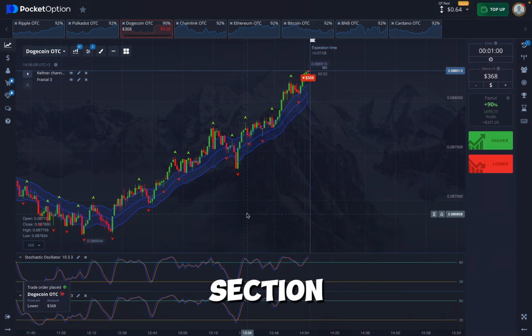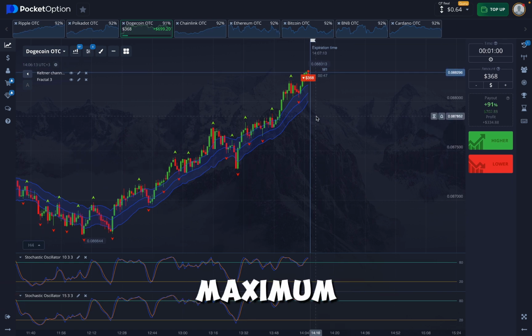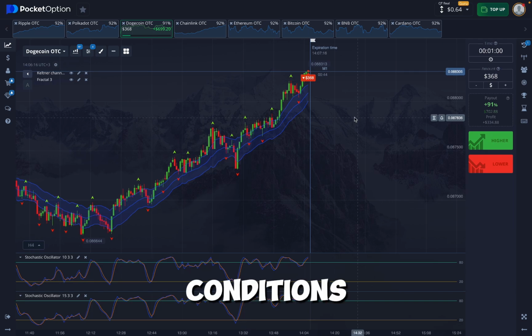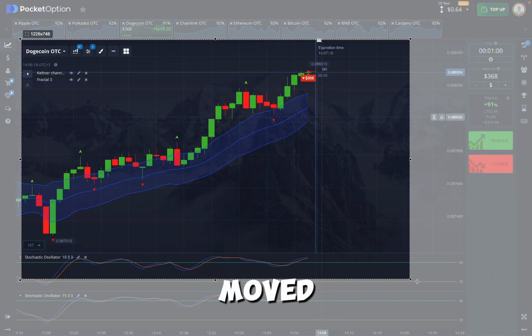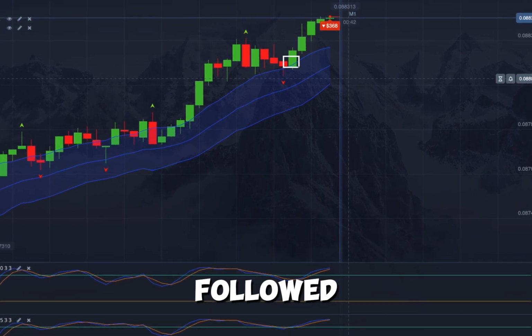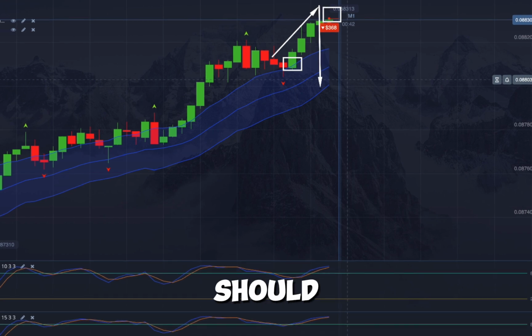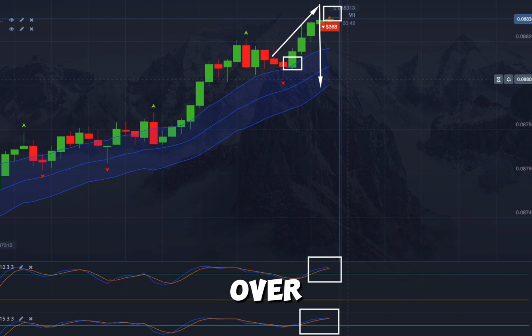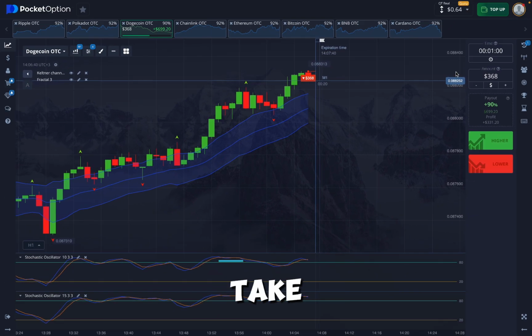For the last section of the movement, we are currently experiencing the formation of a global maximum, and in general, all the conditions for opening a downside trade have been met. The movement has moved outward through the Keltner channel, followed by the formation of the same maximum, and a downward pullback of the dynamics should follow, as well as the moving lines of both oscillators are in overbought areas, so I will wait for a reversal down. Let's take a look.